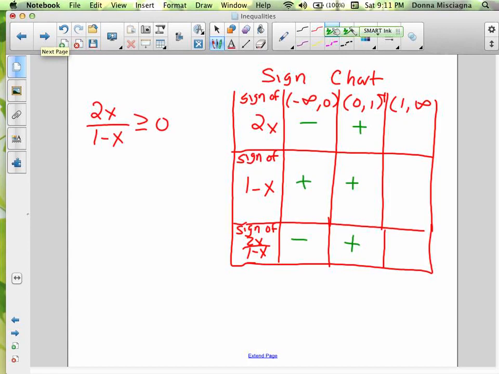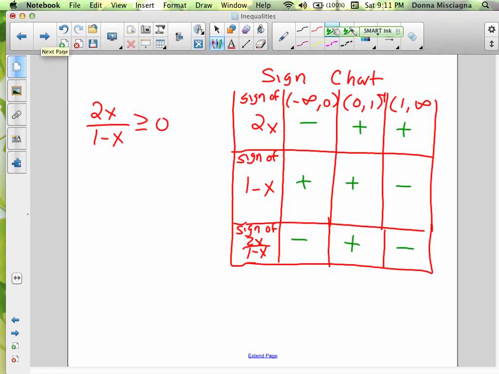Now 1 to infinity. If I multiply a positive number by 2, I'm just going to get another positive number. What about 1 minus x in the next one? Let's take a number, 5, that's a nice number. 1 minus 5 is negative 4. Or 2: 1 minus 2 is negative 1. So if I'm subtracting something positive from 1, anything greater than 1 is going to be negative. So the sign of 1 minus x for values greater than 1 is negative. If I take a positive number and divide by a negative number, I'm going to get something negative.